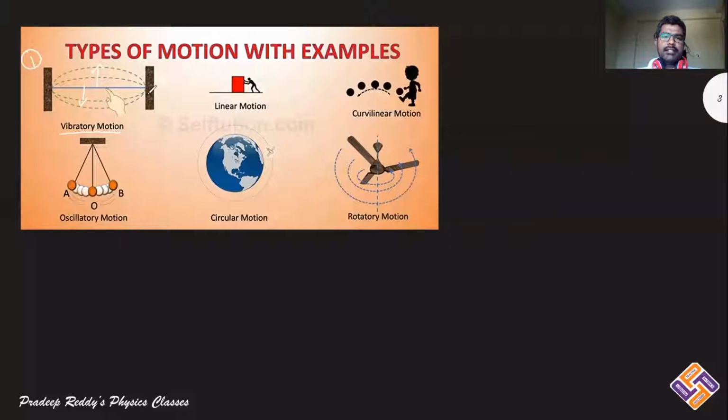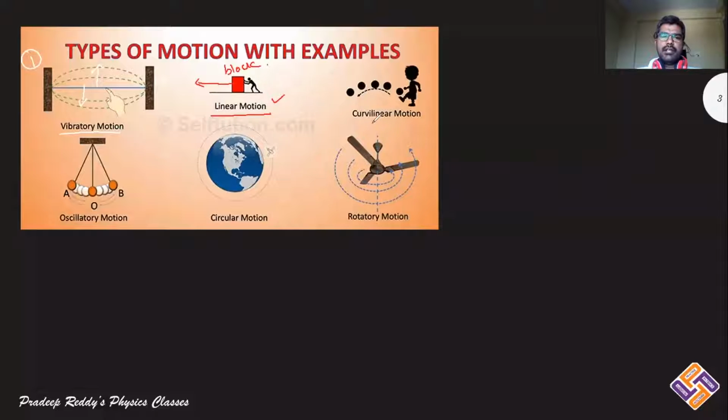And the next type of motion which we have is linear motion. Linear motion, in the sense, like this is a block. A block is pushed by the person and this block moves in a straight line path. Such type of motion is said to be linear motion, which we generally come across in our daily life.